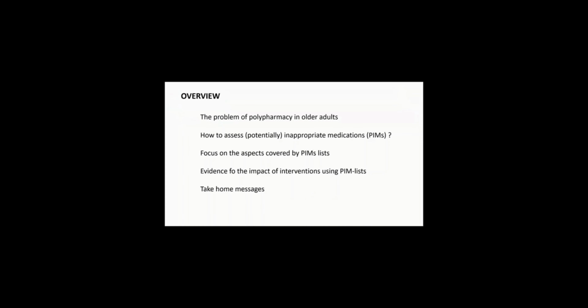In this 15 minutes, we will warm you up for the rest of the conference to the problem of polypharmacy in older adults. We will look at how to assess potentially inappropriate medications by using PIMs, and then focus on the aspects that are covered by PIM lists. We will dwell a little on the evidence that we have on the impact of interventions using these PIM lists, and then conclude with some take-home messages.